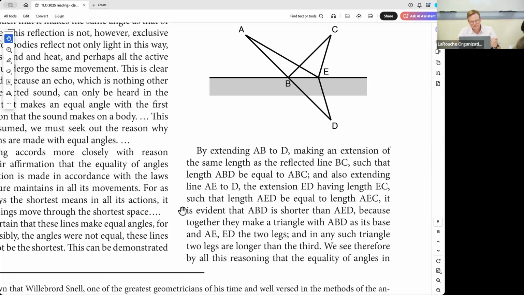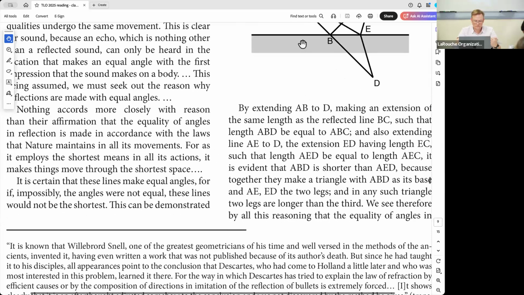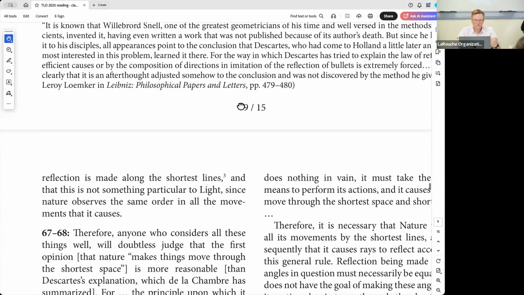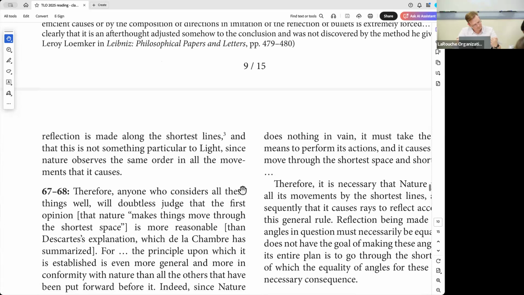We see, therefore, by all this reasoning, that the equality of triangles in reflection is made along the shortest lines, and that this is not something particular to light, since nature observes the same order in all the movements that it causes.